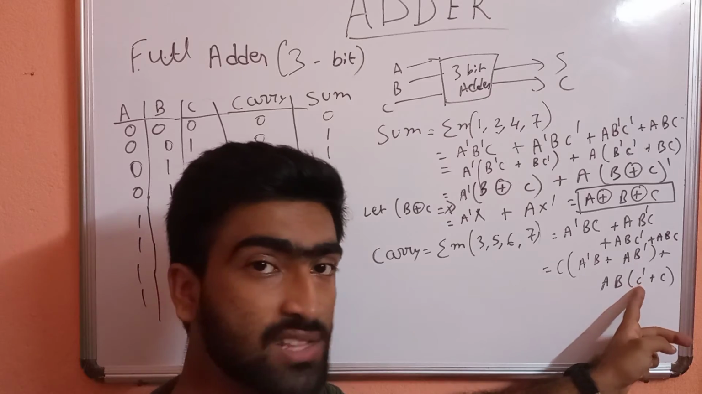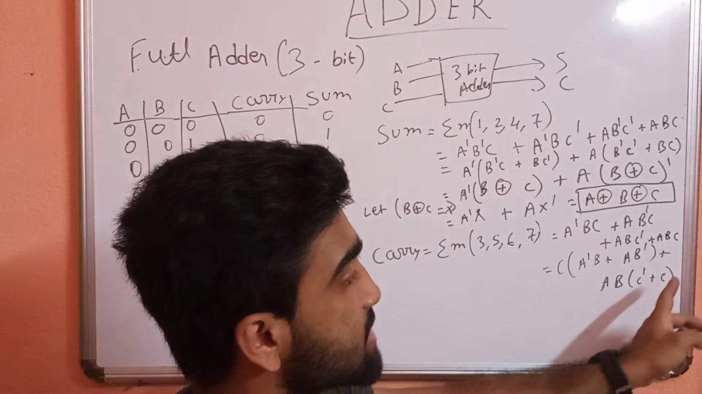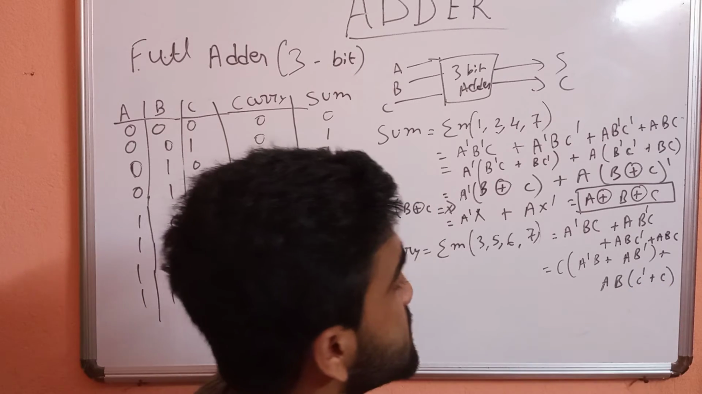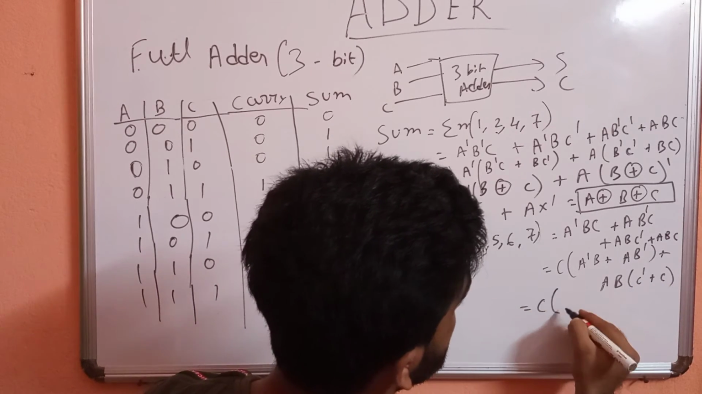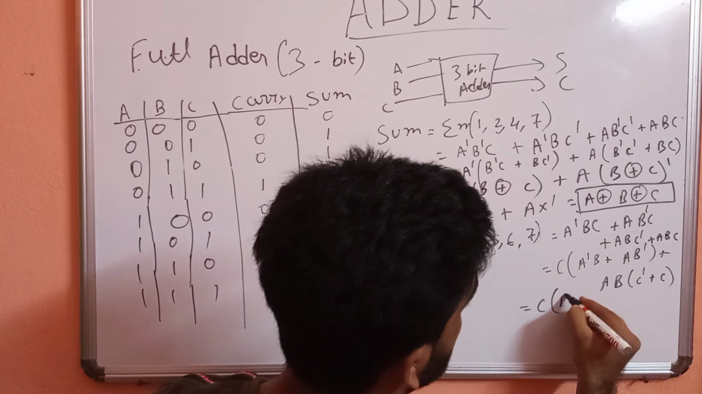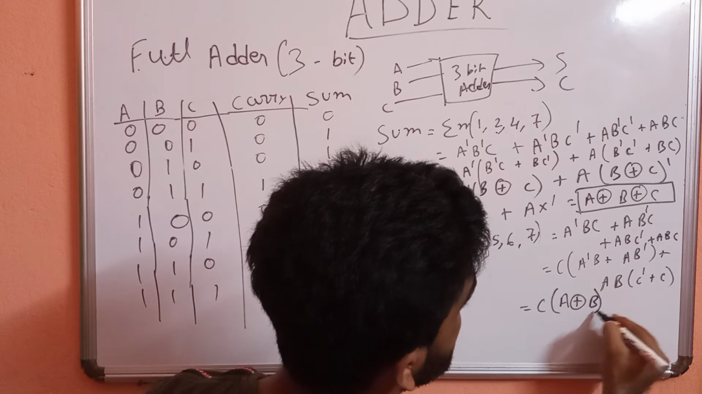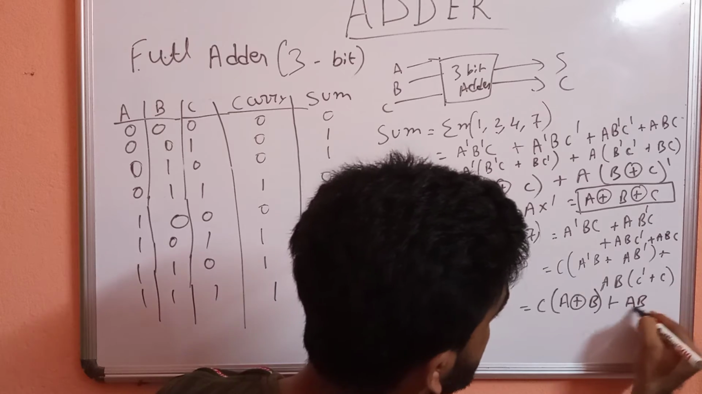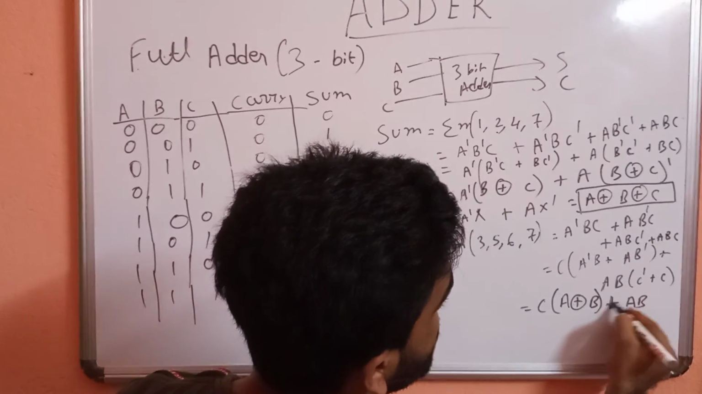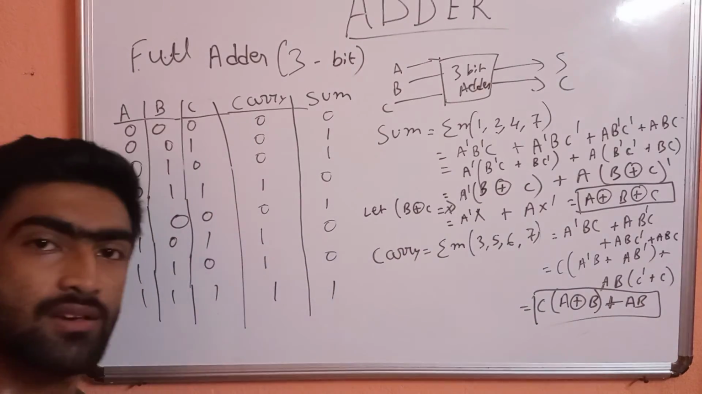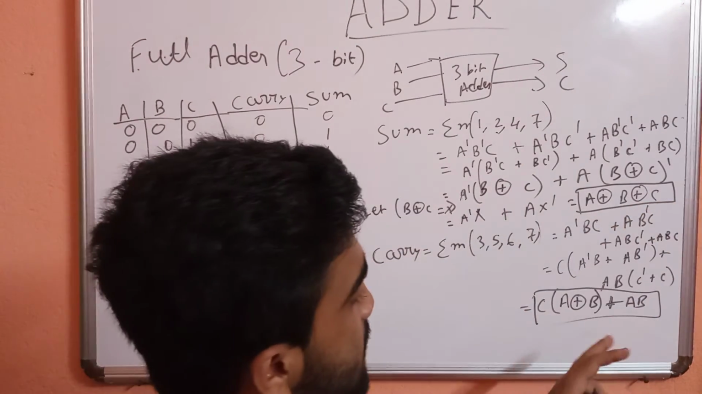We have read the complement rule. C complement plus C is 1. So this expression will be C bracket A XOR B plus AB. This is 1. Okay. So this is my expression for carry. Correct? We have got the sum expression and carry expression.